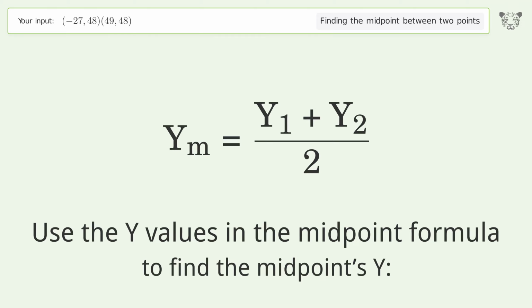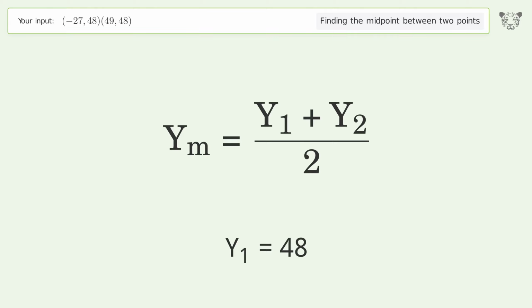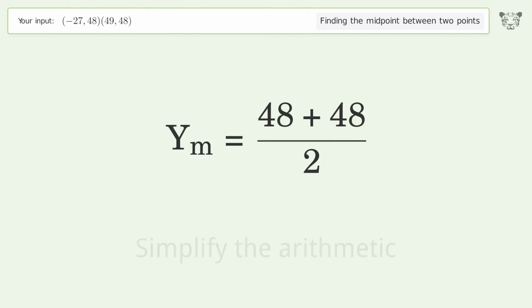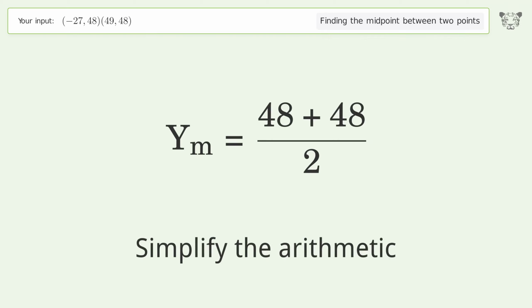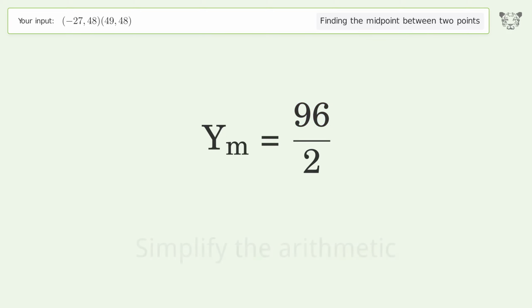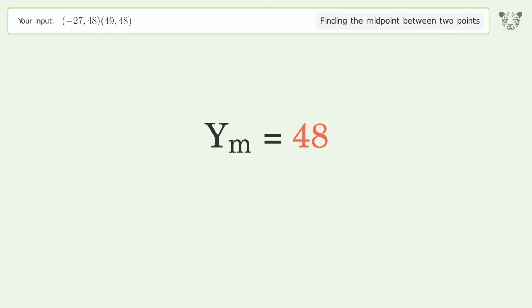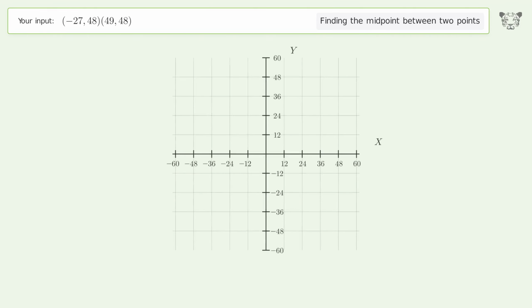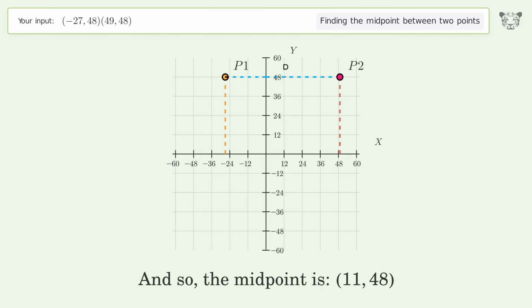Use the y values in the midpoint formula to find the midpoint's y. y1 equals 48. y2 equals 48. Simplify the arithmetic. And so, the midpoint is 11,48.